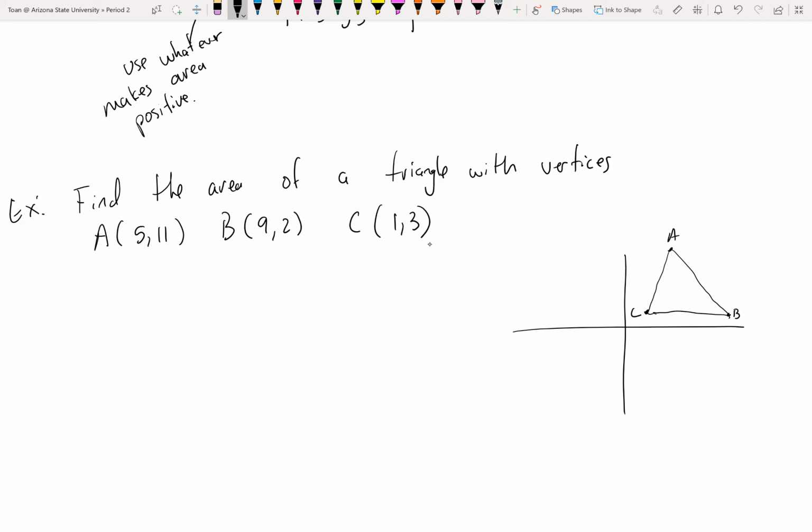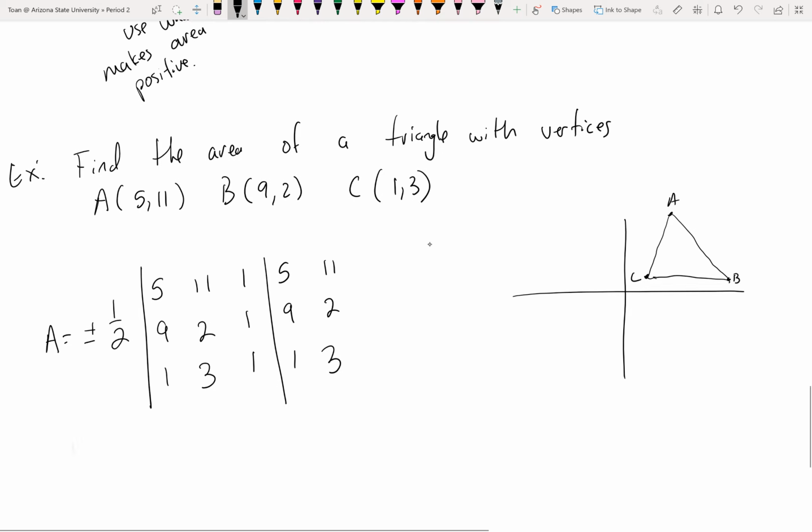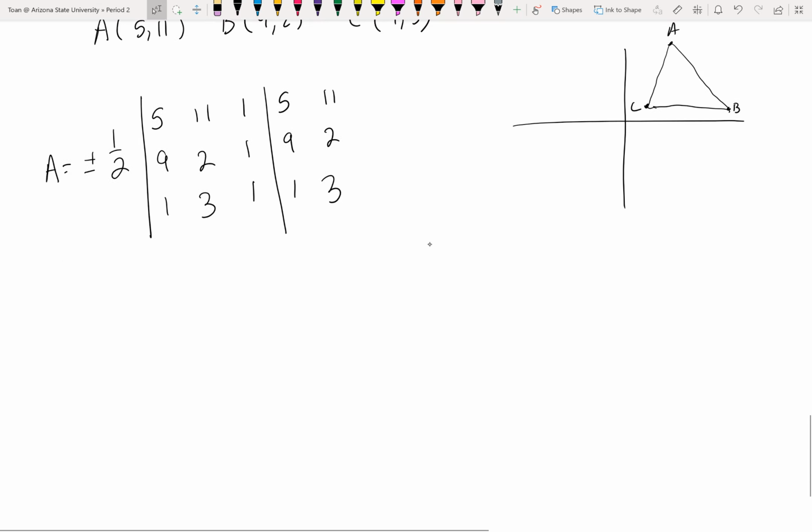So let's do this. Area equals plus or minus 1/2. And then all I'm going to do is put those points in a matrix: (5, 11), (9, -2), (1, 3). And then since I want it to be square, fill it with 1s. And then you just do what we did in the previous example. Copy the first 2 columns over. And then go ahead and make your diagonals.